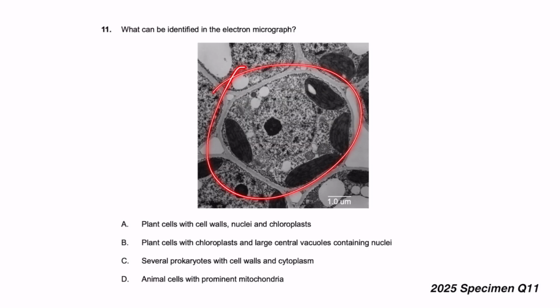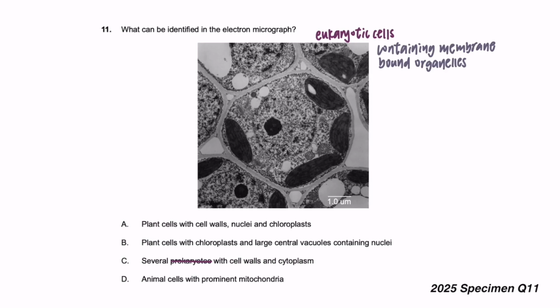The cell in the micrograph is a eukaryotic cell because it contains membrane-bound organelles. The cell is a plant cell because it contains chloroplasts. However, the cell does not have a large central vacuole. And this is the nucleus and cell wall of the cell.